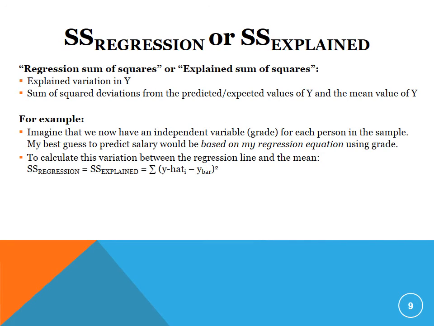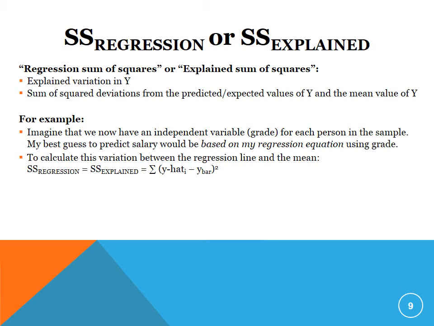The regression sum of squares, or the explained sum of squares, is the sum of squared deviations between the predicted or expected values of y and the mean value of y. We already know what the mean value of y is from the last slide. It's all of the actual y's that we got from the survey, and we got the average of it. Say our y is salary. We got the average, so we already know our mean value of y. But now we want to predict our expected values.